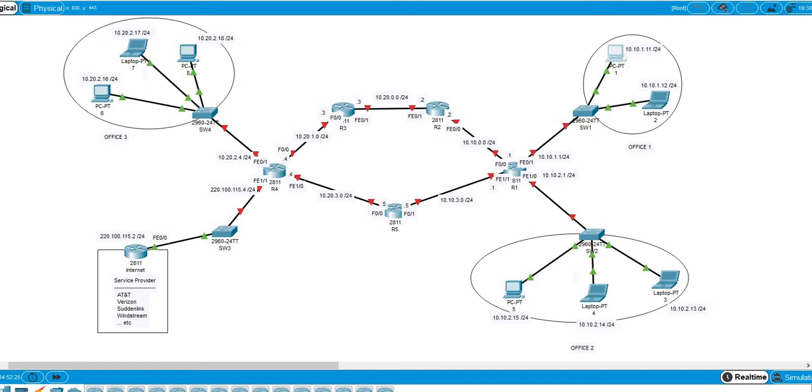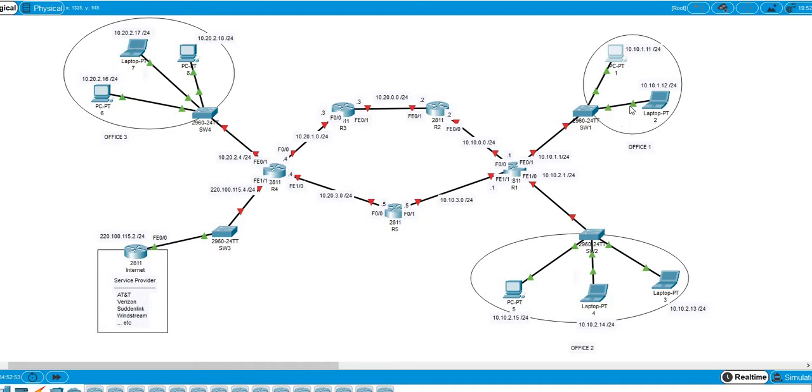Today we're going to talk about static routes and route summarization. As you can see here, we have this network topology that consists of 6 routers. We have router number 1 here, router number 2, router number 3, 4, 5, and 6, the Internet Service Provider router.